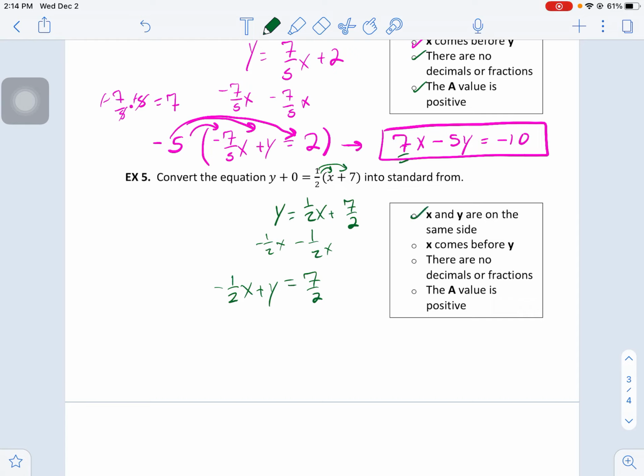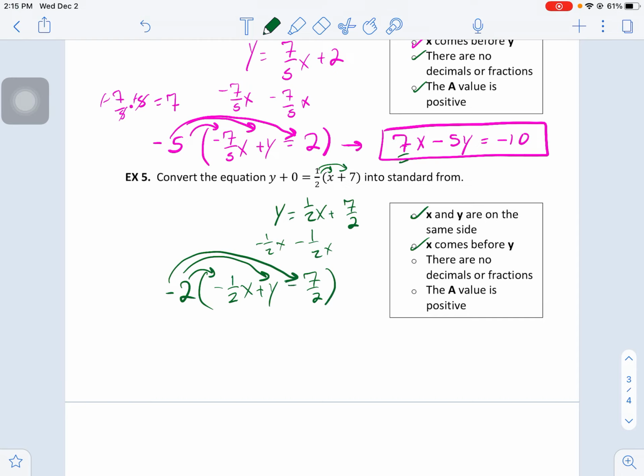So x and y are on the same side. X does indeed come before y because we wrote it like that. All right, and then there are still fractions, and the a value is not positive. So we need to change both of those things, right? The only number that we have in a denominator is 2, so we can definitely multiply by 2 and get rid of the fractions. So if we multiply everything by 2, that would still leave a negative on the front, so we need to multiply by -2. So multiply by -2, multiply by -2, multiply by -2.